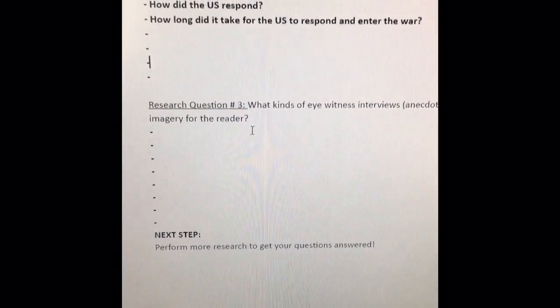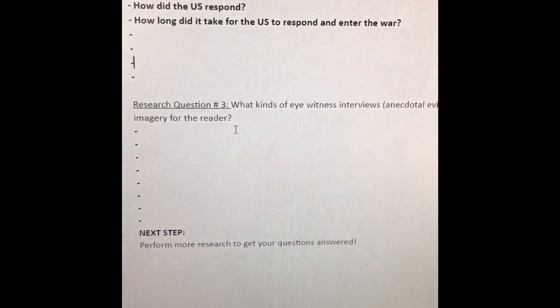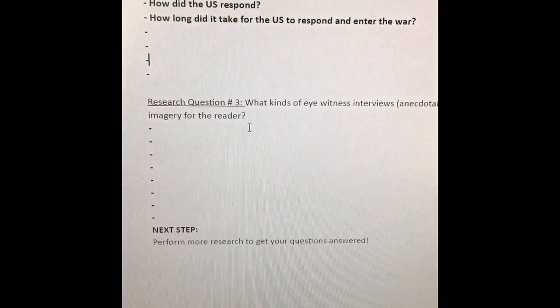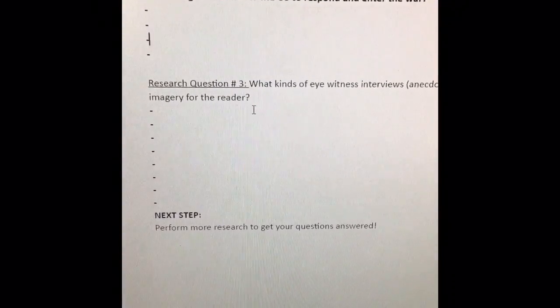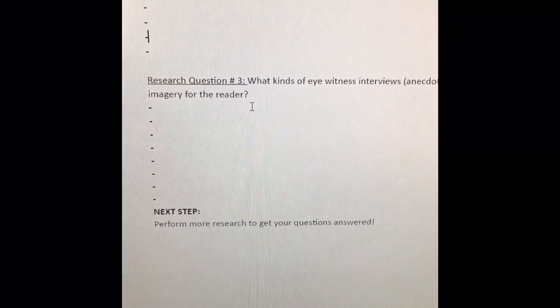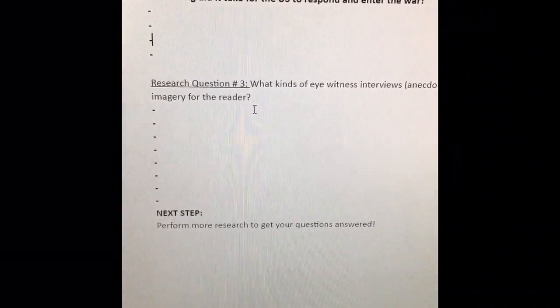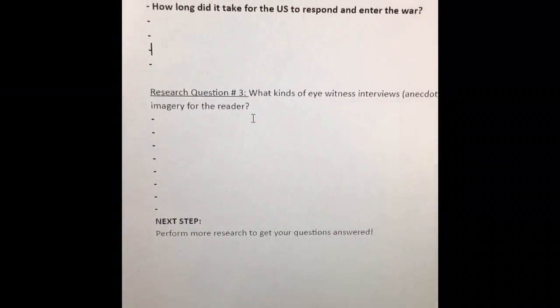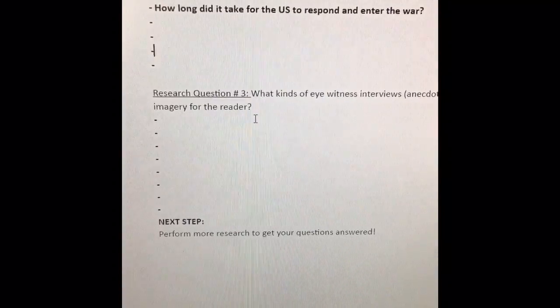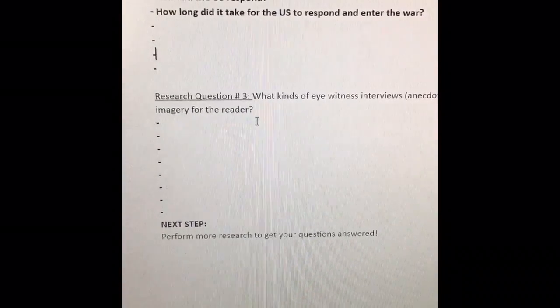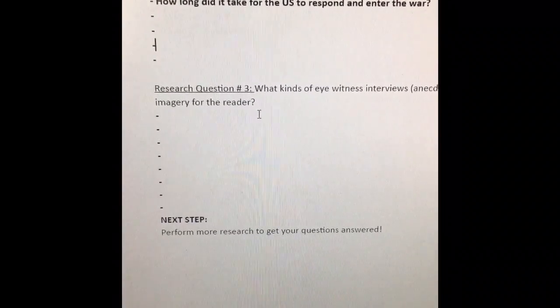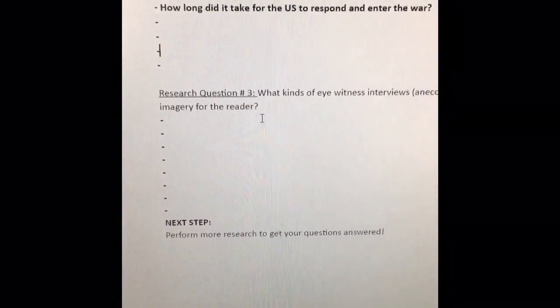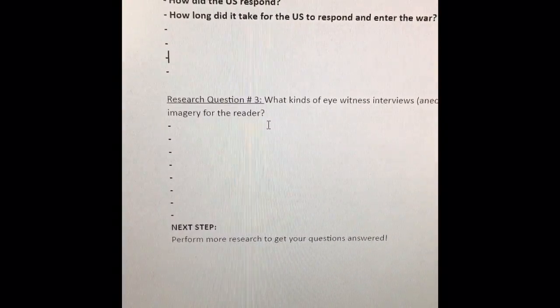So your last step is research question number 3. You're going to come up with those same kinds of questions. And then after that, your job is to answer those questions with research. If you get that far, don't forget to bookmark your websites or jot down the websites so that you can go back to them when we start the Works Cited page.